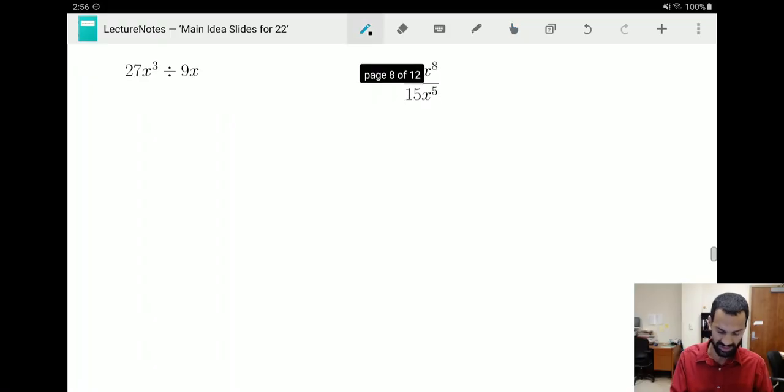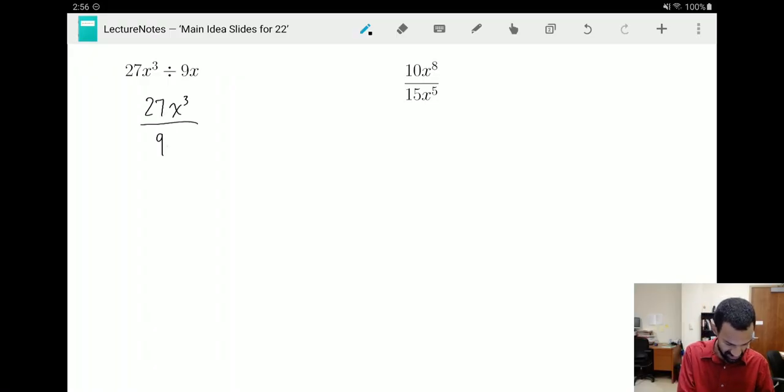Okay, well, what about division? So let's move on to some division problems. 27x cubed divided by 9x. Now, we're typically not going to encounter this type of notation when we're working through problems. So usually whenever you come across something that needs to be simplified, it looks like this. Okay, and so that's how we're going to look at it.